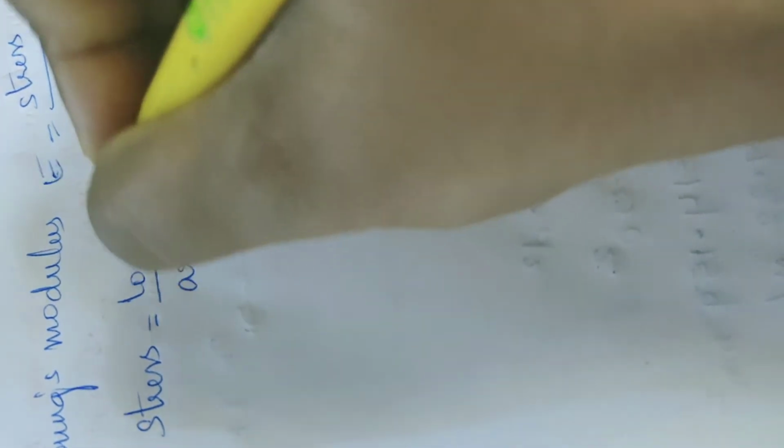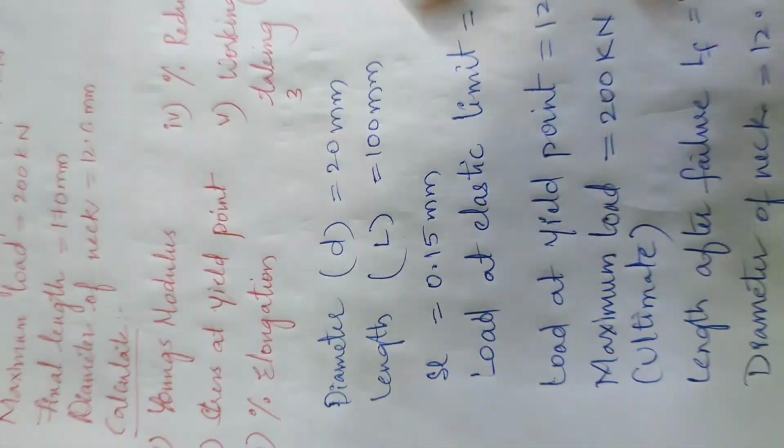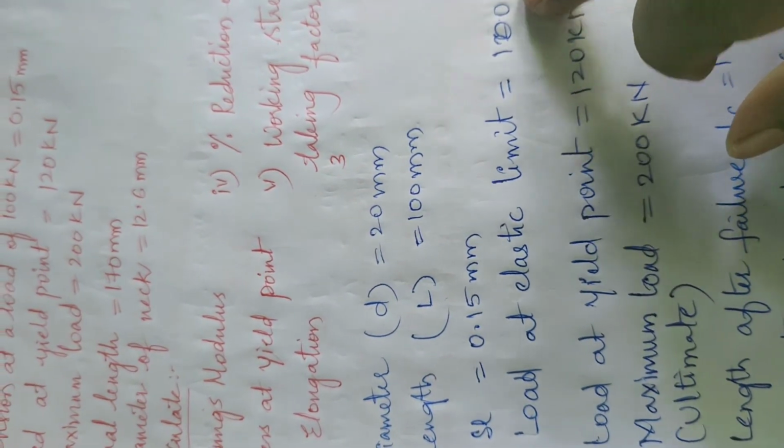We know Young's modulus, E, is nothing but stress by strain, right? So first I'll find stress. Stress is load by area. So which load you have to take? At elastic limit you have to take. What is the load at elastic limit? So load at elastic limit is 100 newtons.